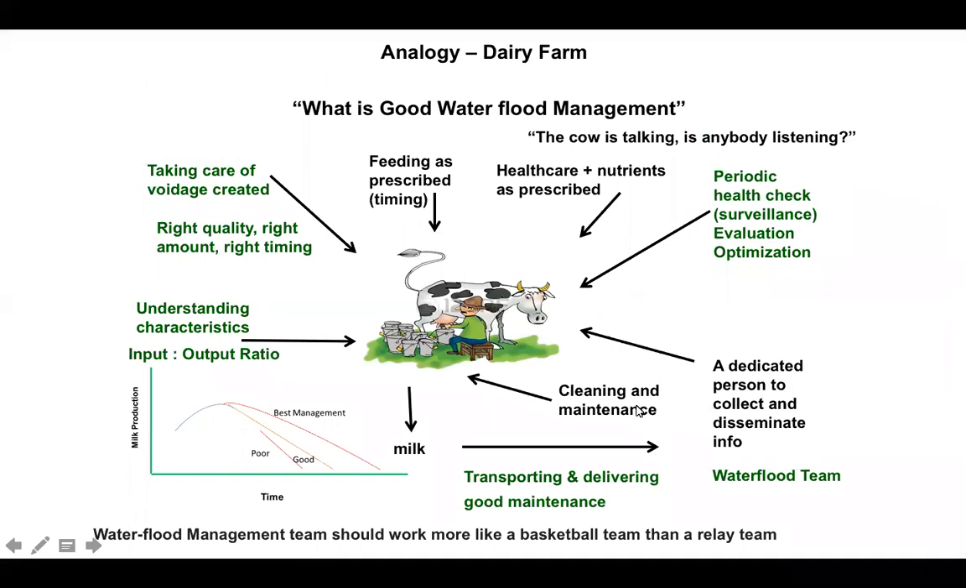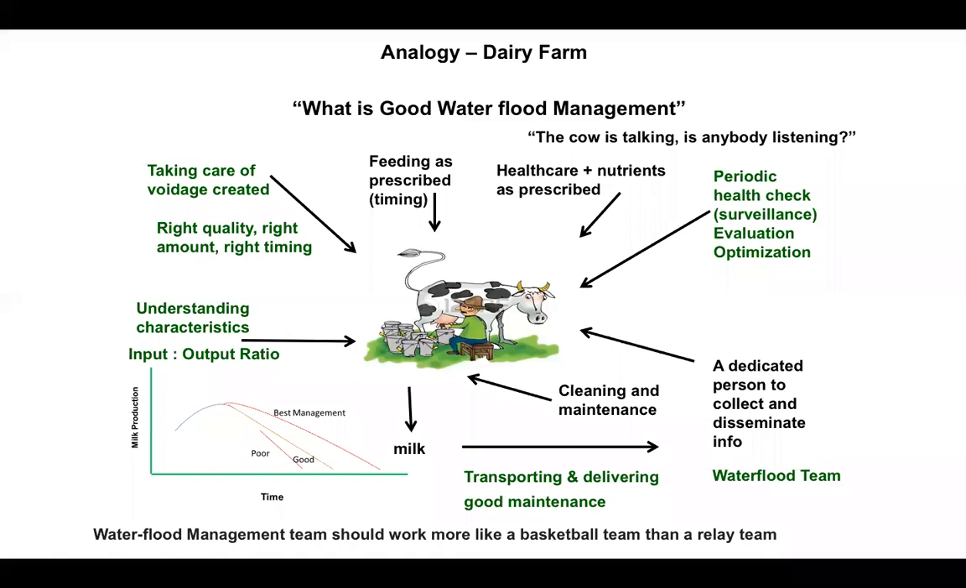All right, now you might be a little surprised, what is a cow doing in a slide of water flooding? Well, I tried to create an analogy between managing a dairy farm and managing a reservoir. Now just imagine you are an owner of a dairy farm. So your target is to produce X amount of milk. Now your source is your cow. So the first thing that you would do is to take care of your cow.